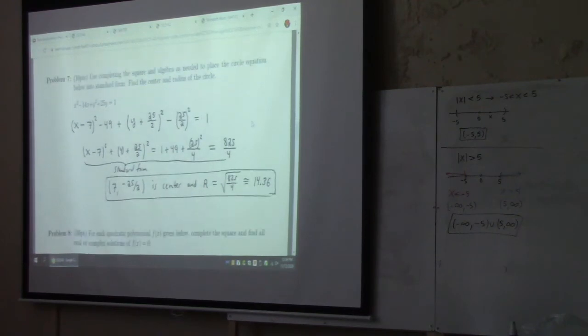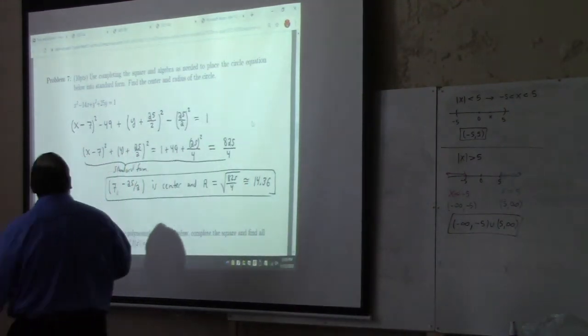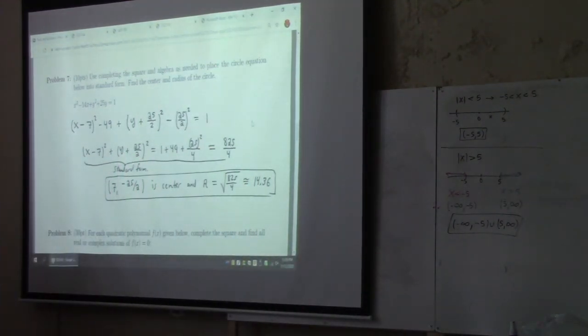So one of the reasons we need to know completing the square is to figure out where the center of circles is in these sort of problems, right? And as I recall, I think a lot of people actually got this one right.